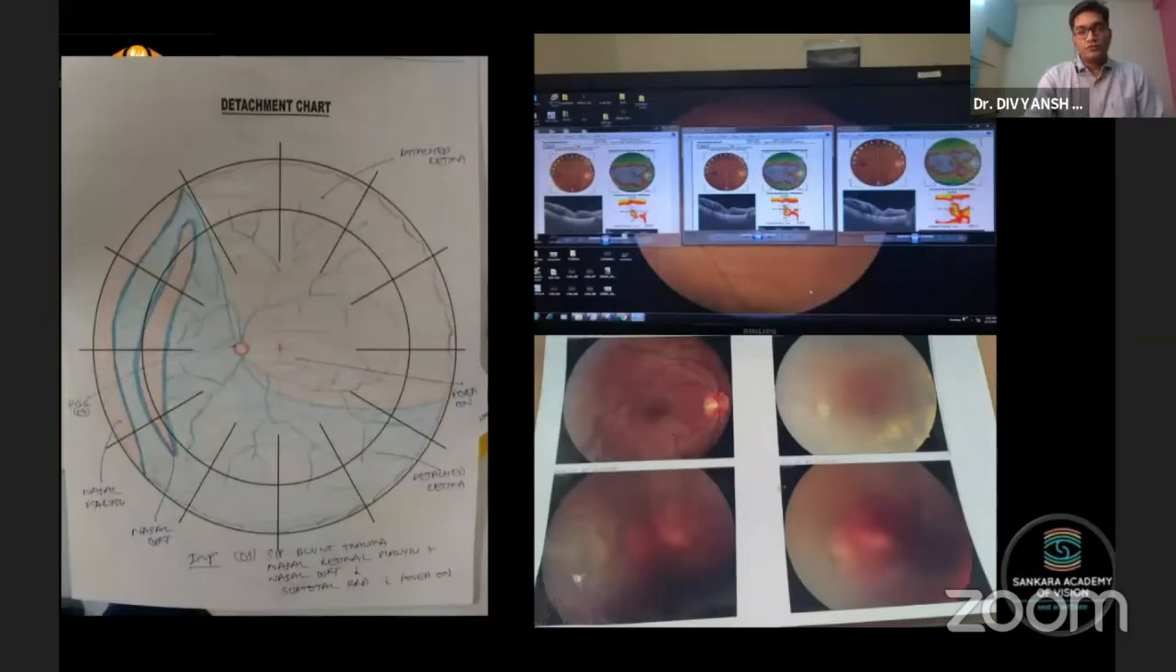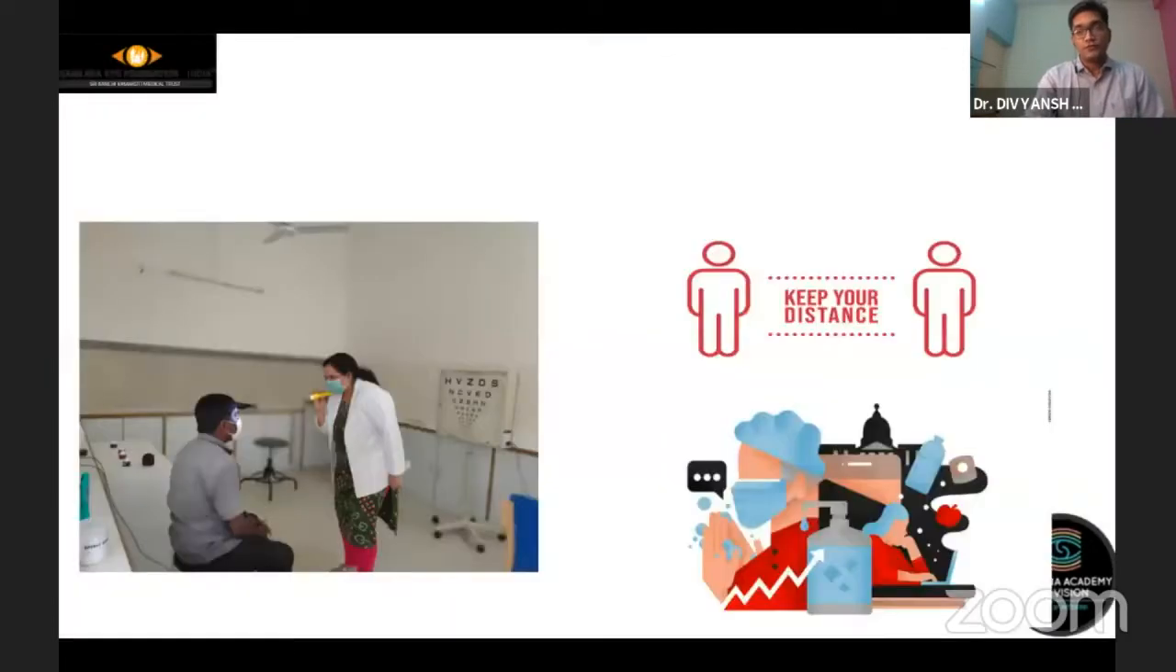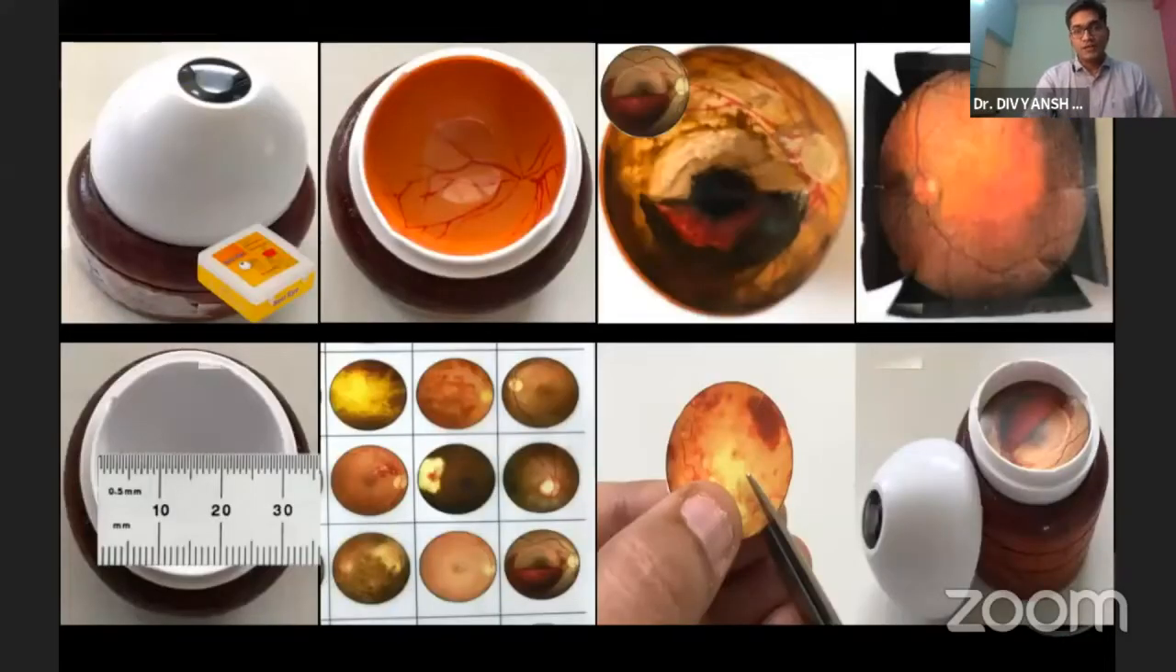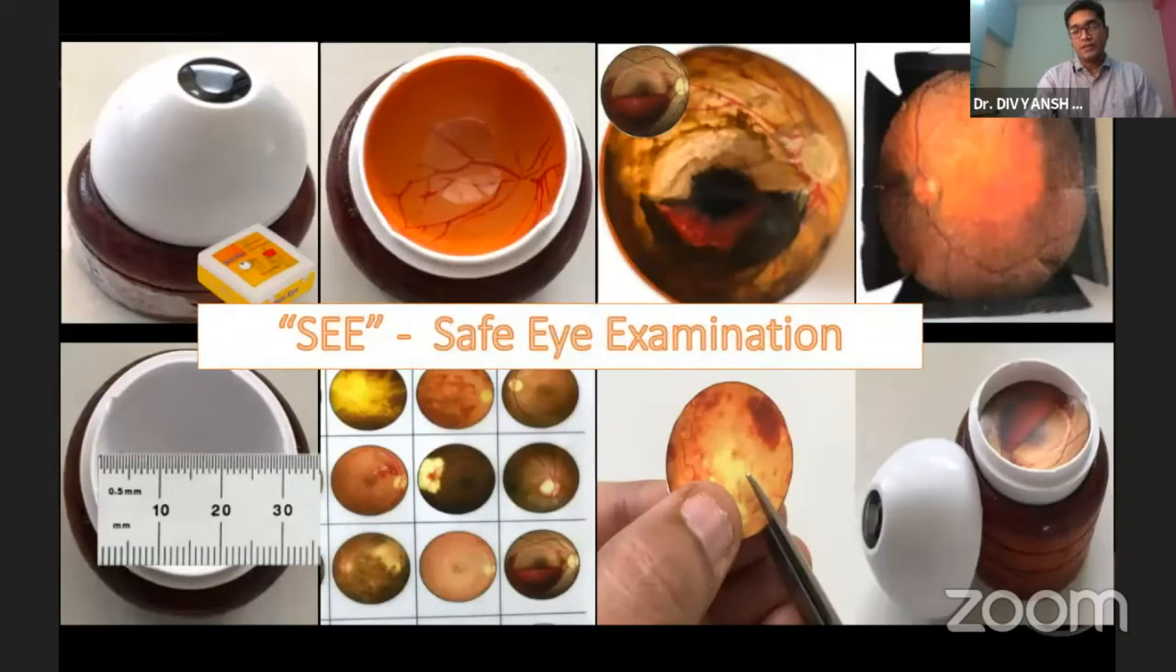At that point of time the fear was so much that everyone wanted to be as safe as possible, maintaining distance of at least 6 meters or 3 meters, not touching objects. So how to give them that kind of a safe environment so that they can show their skill of examination and still we can evaluate them? Then came this answer in our mind: a safe eye examination.